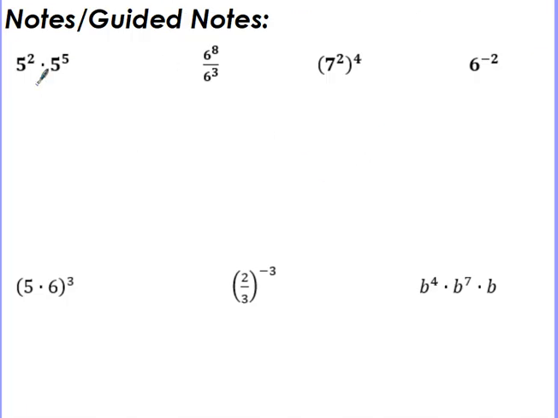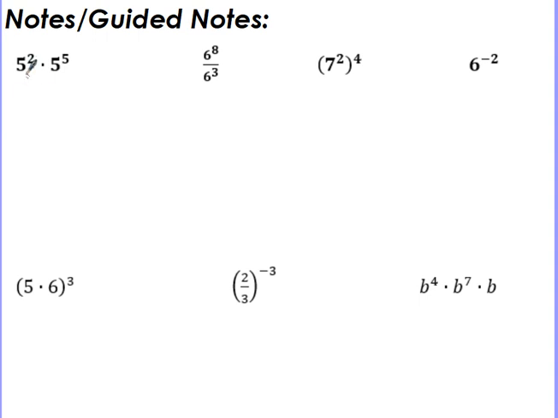So these are problems where you're going to have to simplify these. Okay, so you're going to have to simplify these. And when you do, most of the time, especially if it's a larger exponent, we just leave it in exponential form. Just leave it in exponential form, keep it simple.